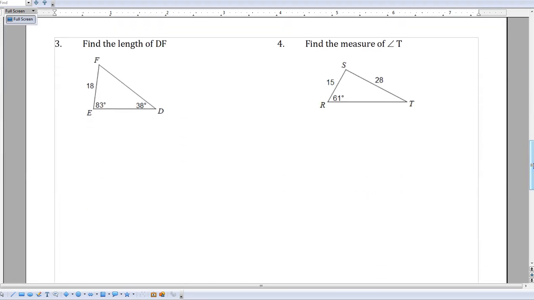First thing I recognize is I look at these triangles and I'm like, oh crap, there's no right angle.